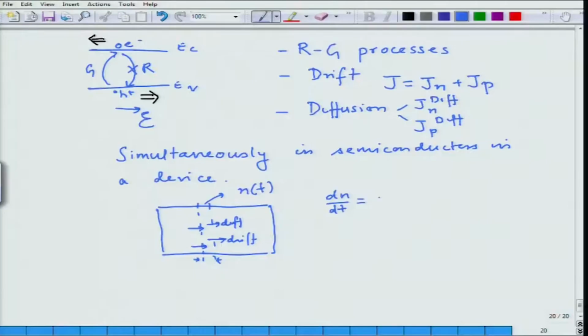So, I can write that in terms of dn/dt: due to drift process, due to response of the field, assuming there is a field here at the moment, plus, so we are writing a general equation, change in the electron concentration due to diffusion, net electron concentration in this segment due to diffusion. Plus, at the same time we know that we can have processes here, the RG processes, which would lead to generation or net annihilation of the carriers.